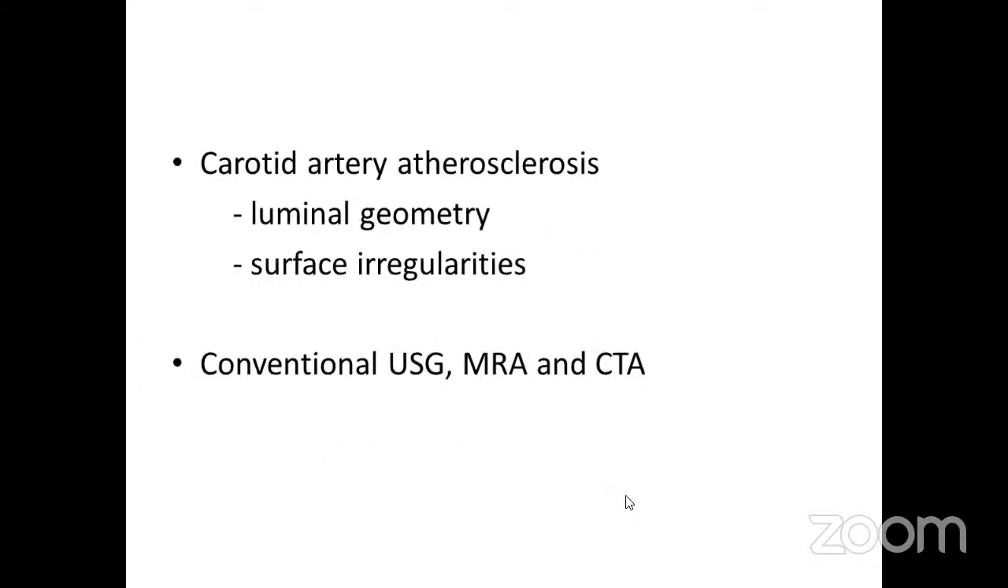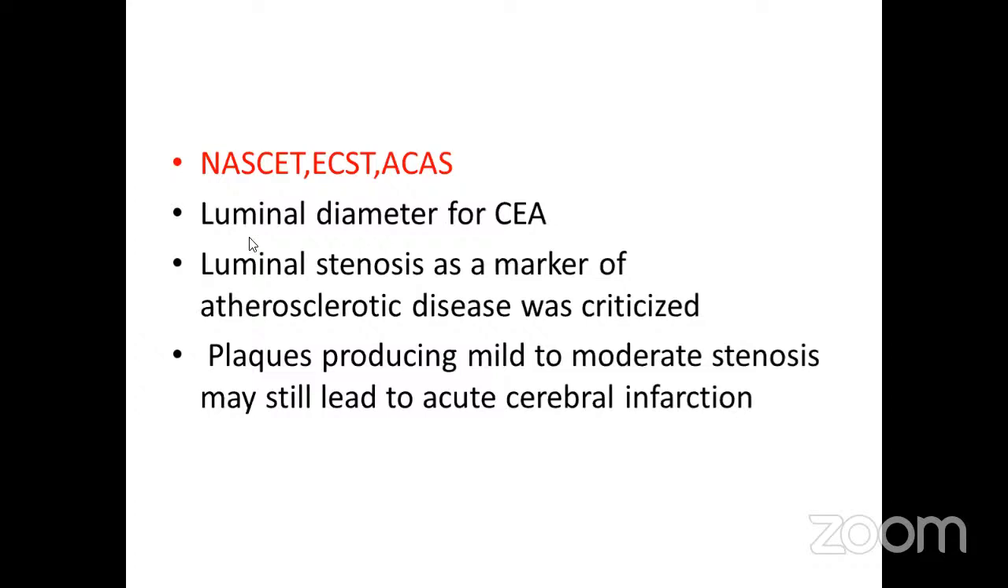As we all know, carotid artery atherosclerosis is conventionally evaluated by ultrasonography, MR angiography, and CT angiography, which utilize the luminal geometry and surface irregularities to quantify the extent of stenosis. The trials such as NASCET, the European trials, and the asymptomatic carotid artery trials, that is for endarterectomy, used the luminal diameter as a parameter in quantifying luminal stenosis.